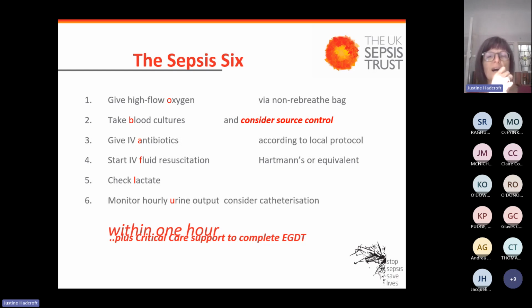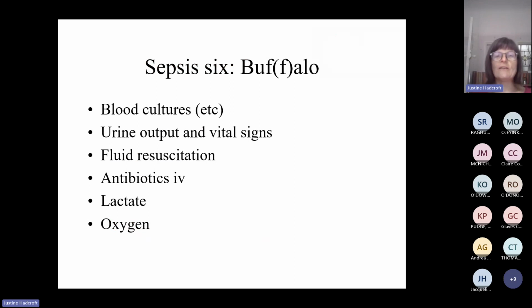It has been made into an acronym, BUFALO, which takes in all these letters, but that doesn't quite spell buffalo, so it's not quite right. High flow oxygen, that's your O. Take blood cultures, B. Give IV antibiotics, A. Start fluid resuscitation, F. Check lactate, L, and monitor urine output. So essentially, this is where BUFALO comes from: blood cultures, urine output and vital signs, fluid resuscitation, antibiotics, lactate and oxygen.